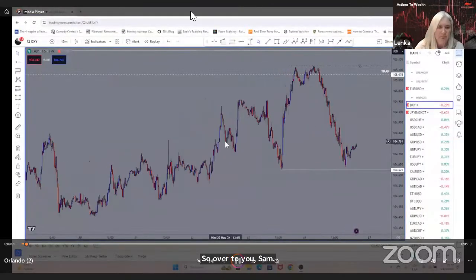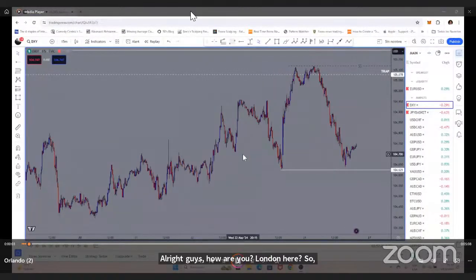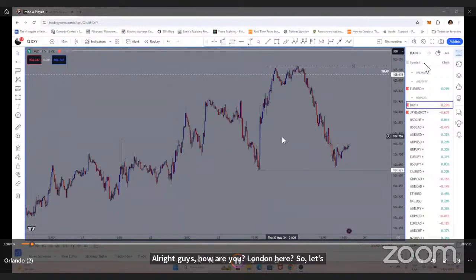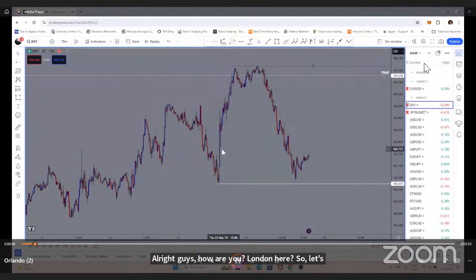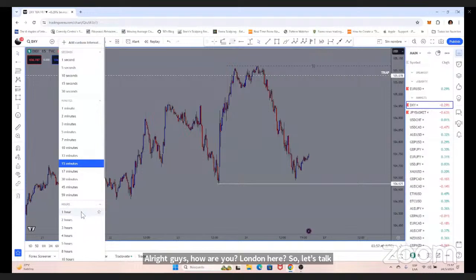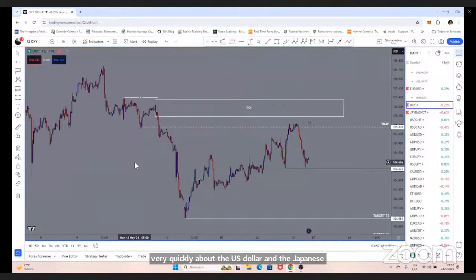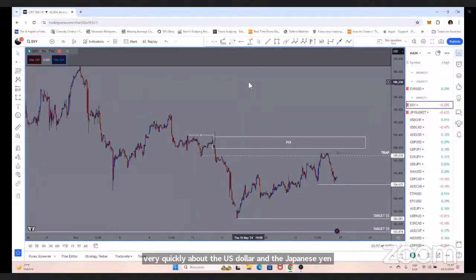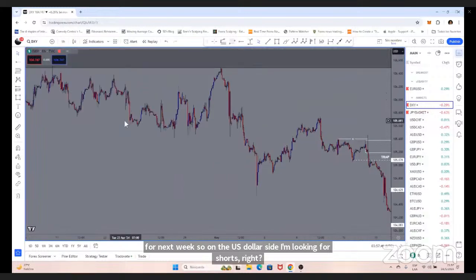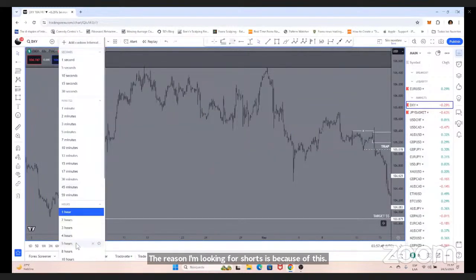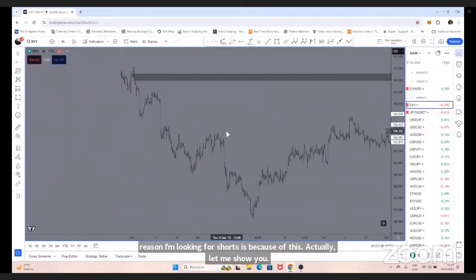All right, guys, how are you? Orlando here. So let's talk very quickly about the US dollar and the Japanese yen for next week. So on the US dollar side, I'm looking for shorts, right? The reason that I'm looking for shorts is because of this. Actually, let me show you on the 4-hour chart. Let's start by looking at the 4-hour chart.